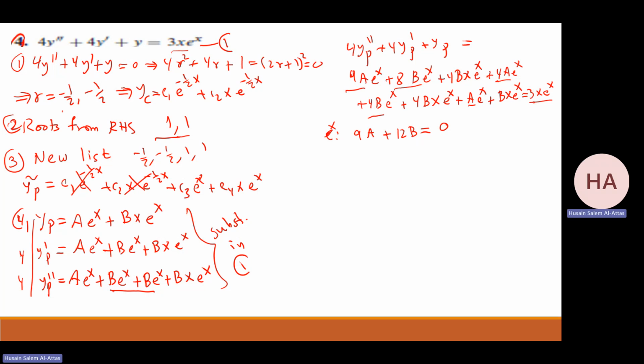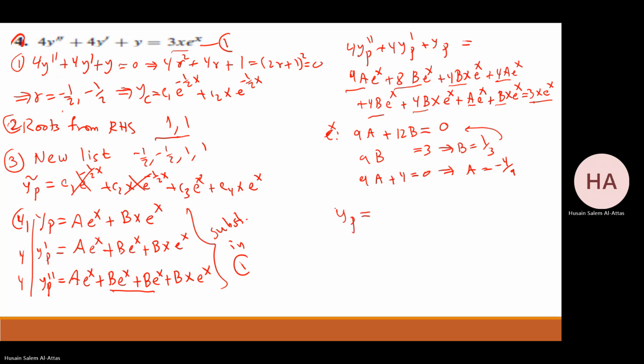My second equation, I have 4b times x e to the power x, 4b and 1b. So I have 9b, and that should equal 3. So b equals 1 over 3. Plug it here. So I have 9a plus 4 equals 0. So a will be equal to minus 4 over 9. So this is yp, just plug in the a and the b. I have minus 4 over 9 e to the power x plus 1 over 3 x e to the power x, which is the correct answer.